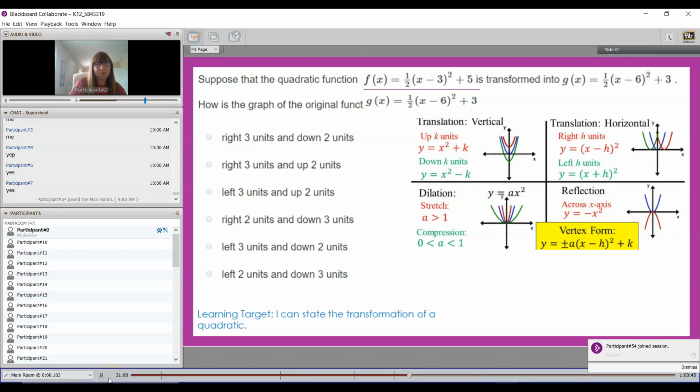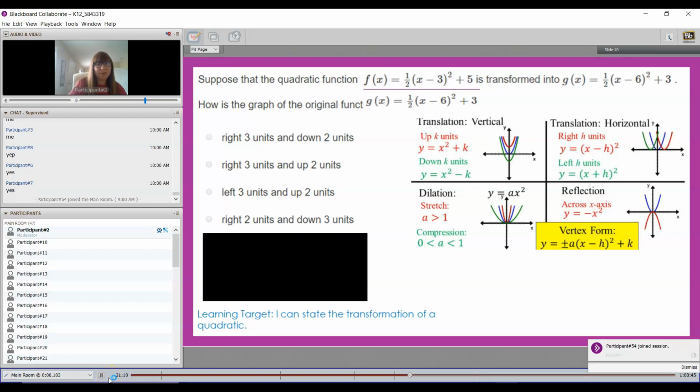You know what? I'll eliminate these last 2. That's a lot of choices, and neither one of those are right. So let's just stick with A, B, C, and D. And what changed from our original function to the new one, from f of x to g of x?